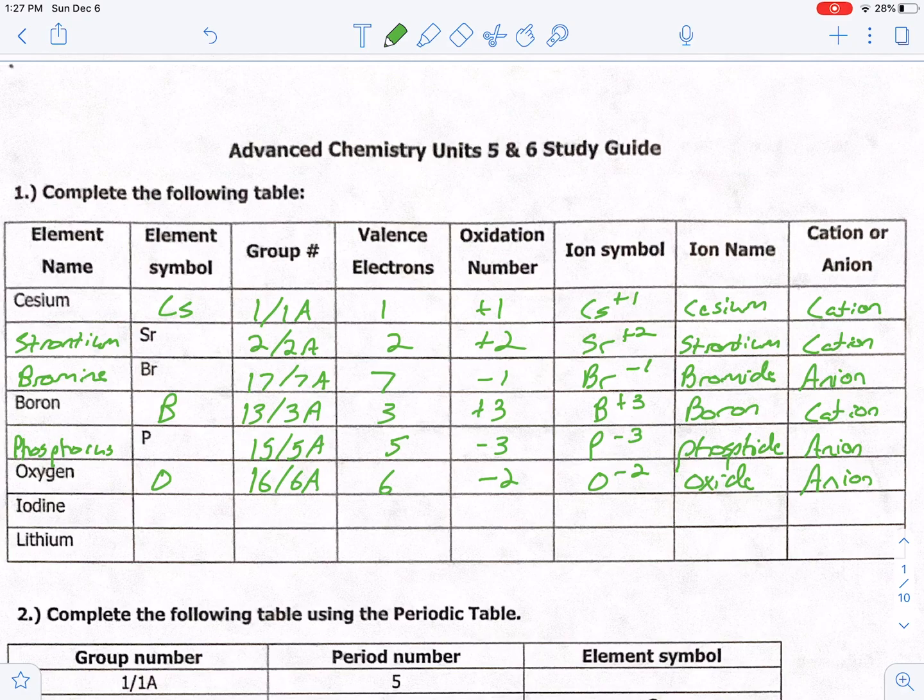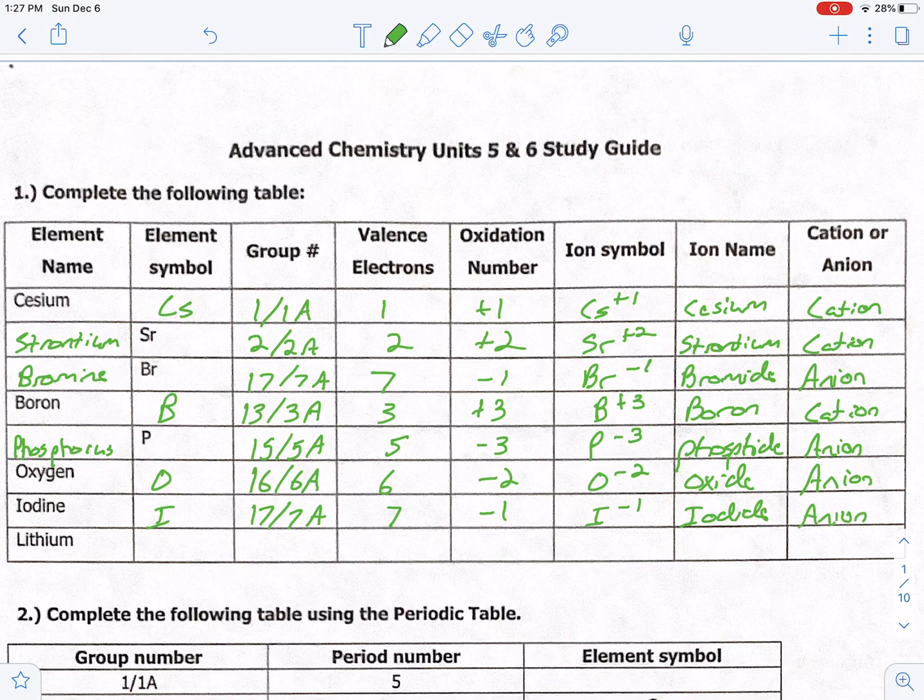Okay, so a couple more. We have iodine. That is going to be I. That is in 17/7A and has 7 valence electrons. It's missing 1, so that's a -1. So this is going to be an I with a minus charge, or you can put -1, either way. So this is an anion. This is no longer iodine. It's going to be iodide.